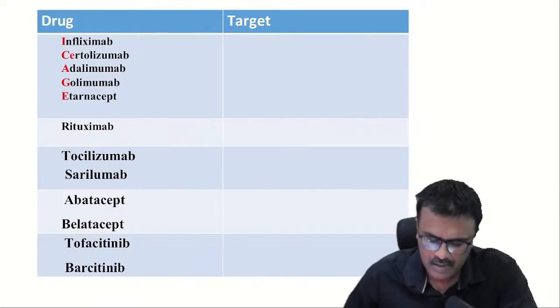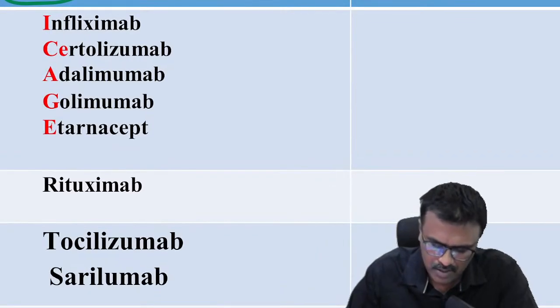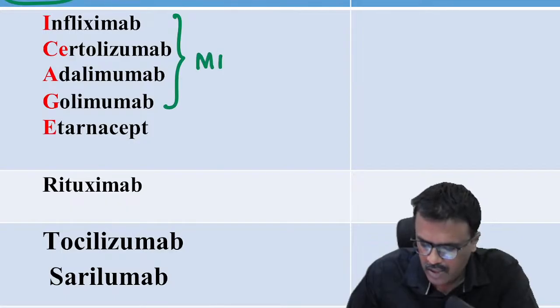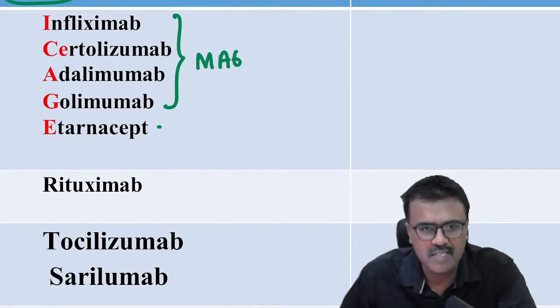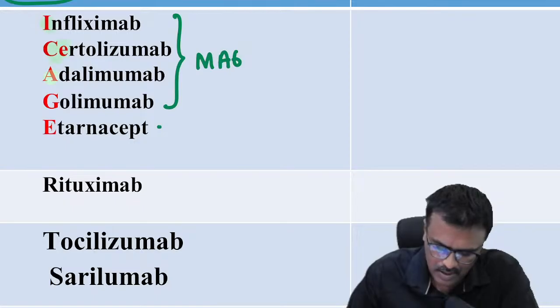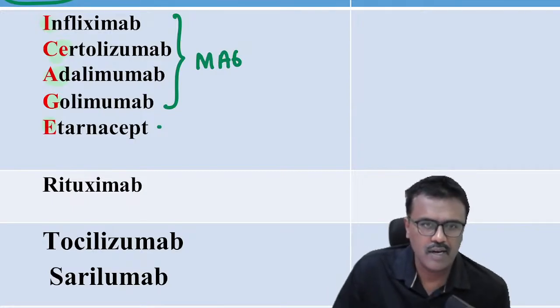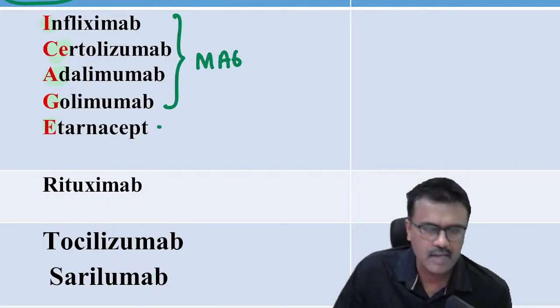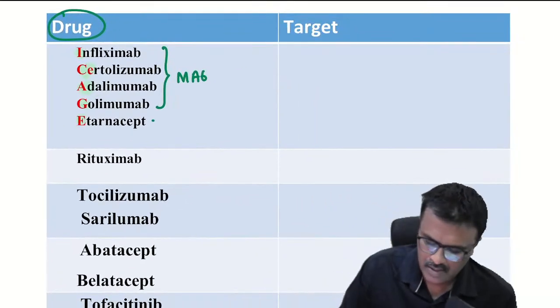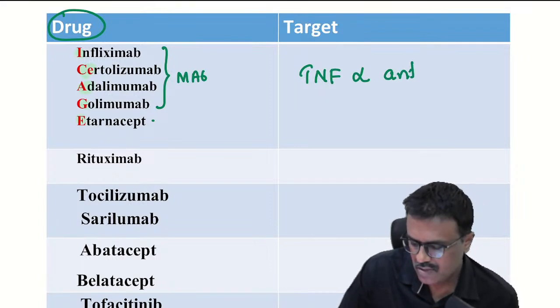But there are certain drugs called biologicals which are used for rheumatoid arthritis. So we have infliximab, certolizumab, adalimumab, golimumab. Remember, these four drugs are monoclonal antibodies, except the name itself is telling you it's an exception, etanercept. So the mnemonic is Ice Age. But if you don't remember, make a song: Infli, Certoli, Adali, Goli, etanercept. So what do they target? They target TNF alpha. So they are TNF alpha antagonists.